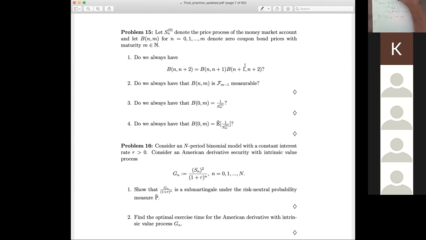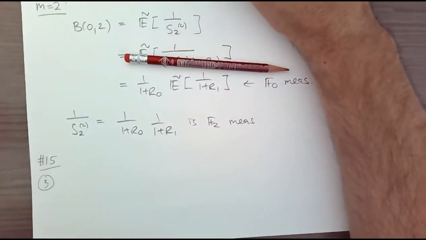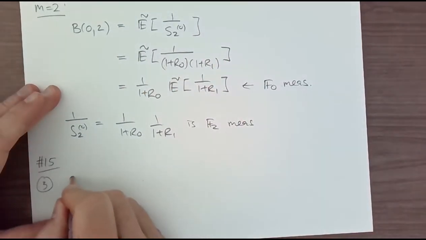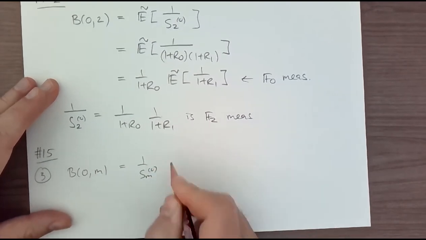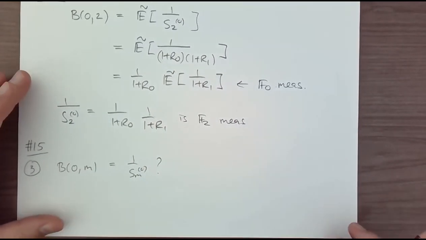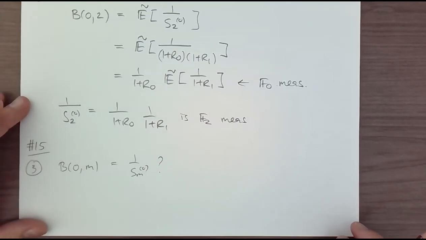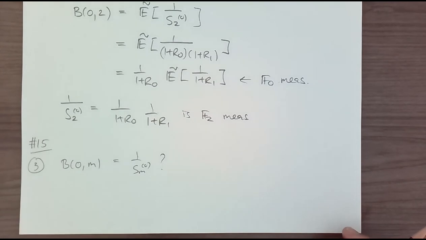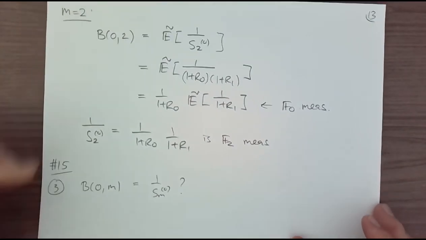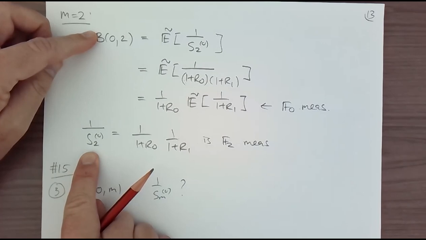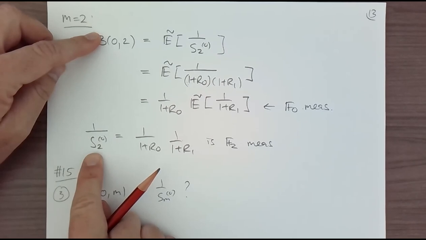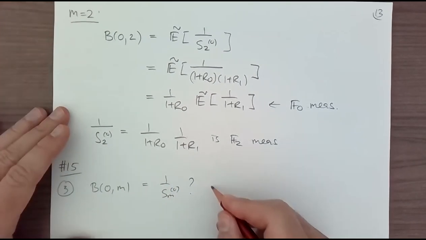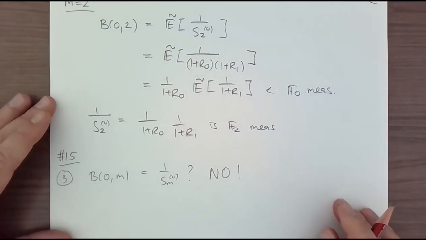Well, let's have a look at what we had on a piece of paper. Question number 3 asks, do we have that B0M is equal to 1 over SM0? And what's your answer to this question? Yes. What is it with these two here? Was this one equal to that one? Oh, no. So the answer is no here.